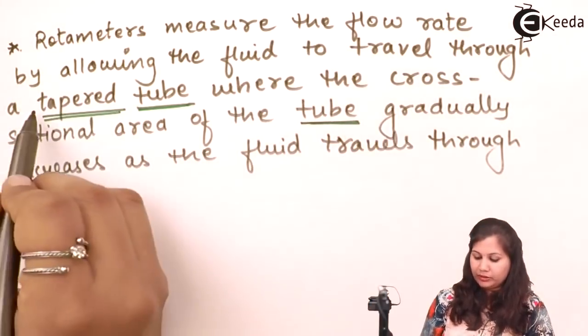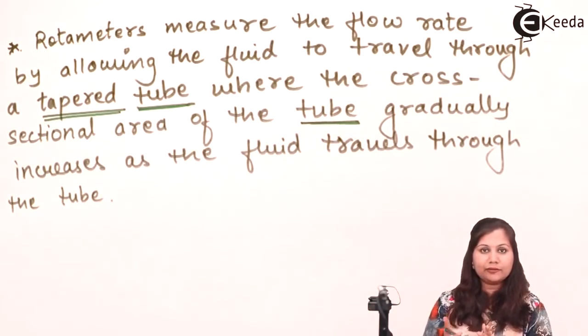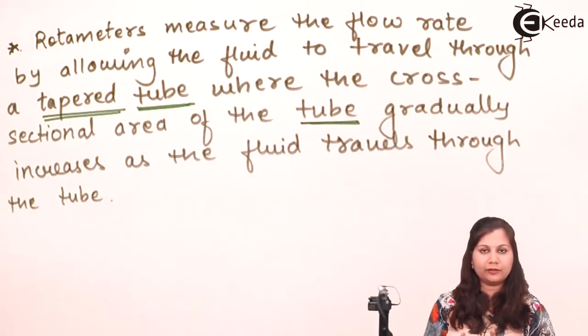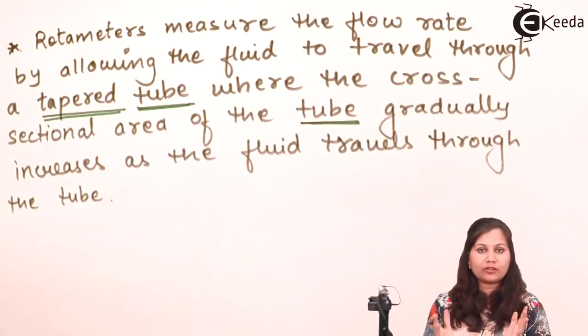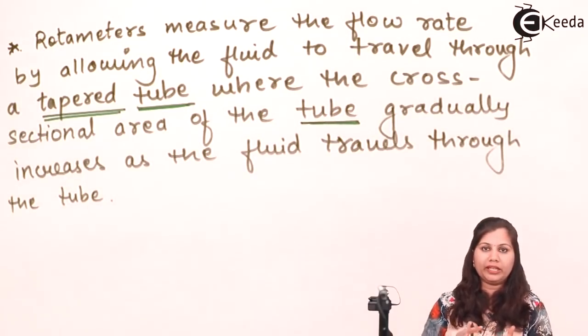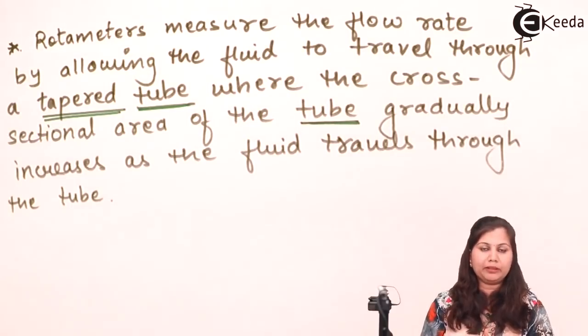In that tapered tube, as the fluid starts flowing, the cross-sectional area of the tube also gradually increases. So the change in the cross-sectional area of the tube is used to measure the flow rate of the fluid flowing in the pipe. That is the basic principle on which the rotameters work.